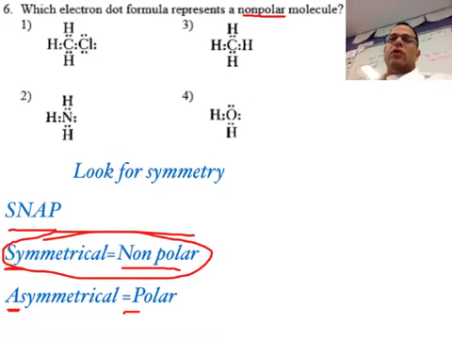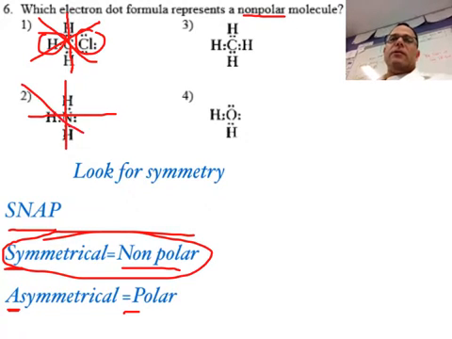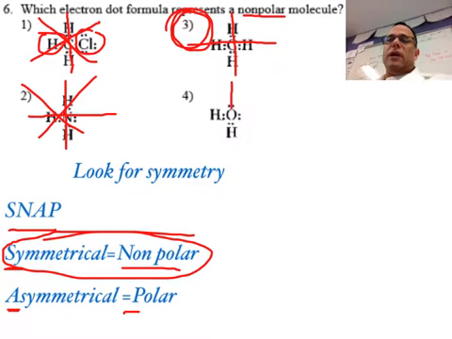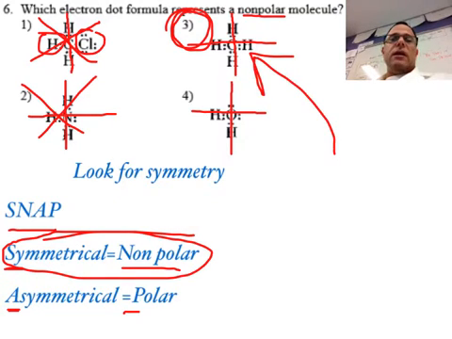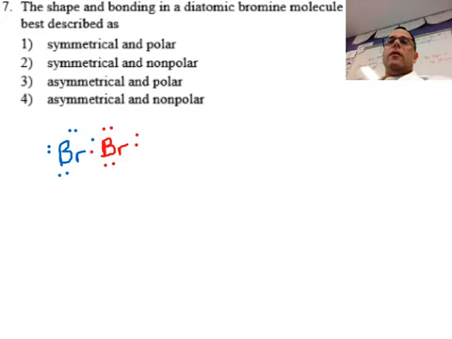Now, does number 1 show symmetry side to side? No. The chlorine and the hydrogen unbalance it, so it's not symmetrical. Choice 2, is it symmetrical top to bottom? Yes. Side to side? No, it is unbalanced. It is not 2. 3, is it symmetrical side to side? Yes. Up and down? Yes. It is choice 3, but let's confirm. Number 4, symmetrical side to side? No. Top to bottom? No. Again, confirming it is choice 3. It is non-polar.